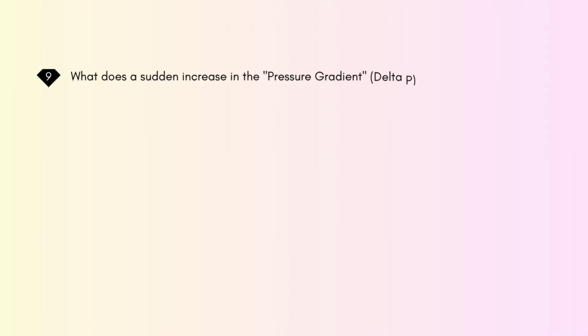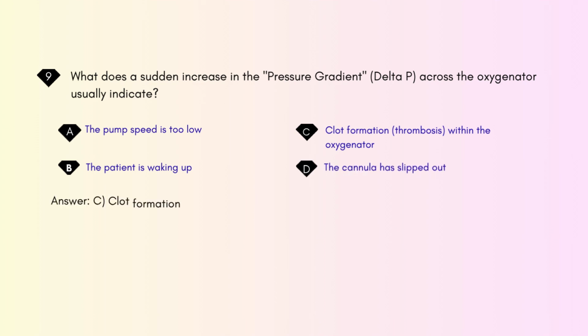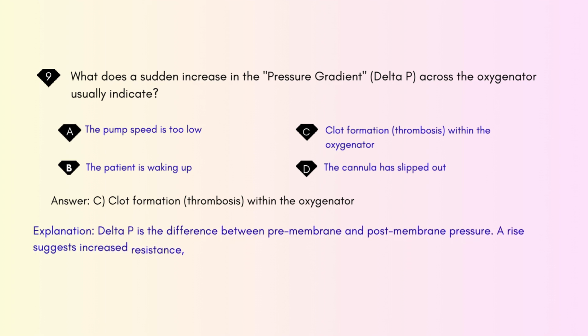What does a sudden increase in the pressure gradient, delta P, across the oxygenator usually indicate? A. The pump speed is too low. B. The patient is waking up. C. Clot formation, thrombosis, within the oxygenator. D. The cannula has slipped out. Answer: C. Clot formation, thrombosis, within the oxygenator. Explanation: delta P is the difference between premembrane and postmembrane pressure. A rise suggests increased resistance, usually due to a clot obstructing the membrane.